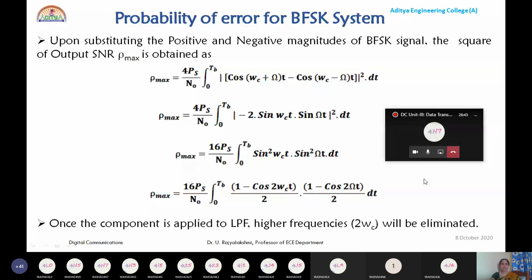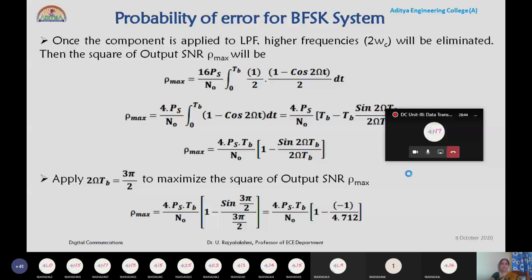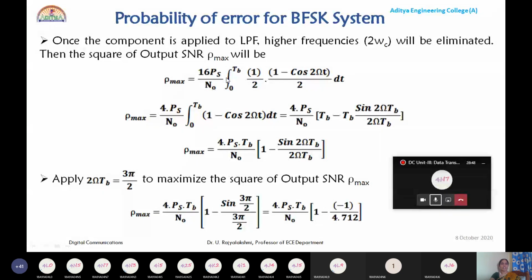Let us move to the next slide. If you observe the simplification, once the component is applied to the low pass filter, as I already told you, the higher frequency 2 omega C will be eliminated. Then the square of the output SNR, rho max, is equal to the same 16 PS by N naught integral 0 to TB of half, because we eliminated cos 2 omega CT, into 1 minus cos 2 delta omega T divided by 2 dt.